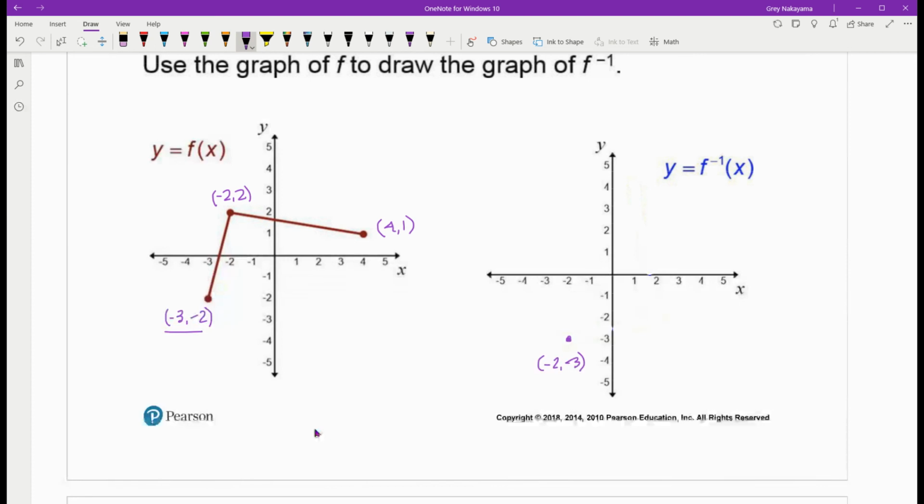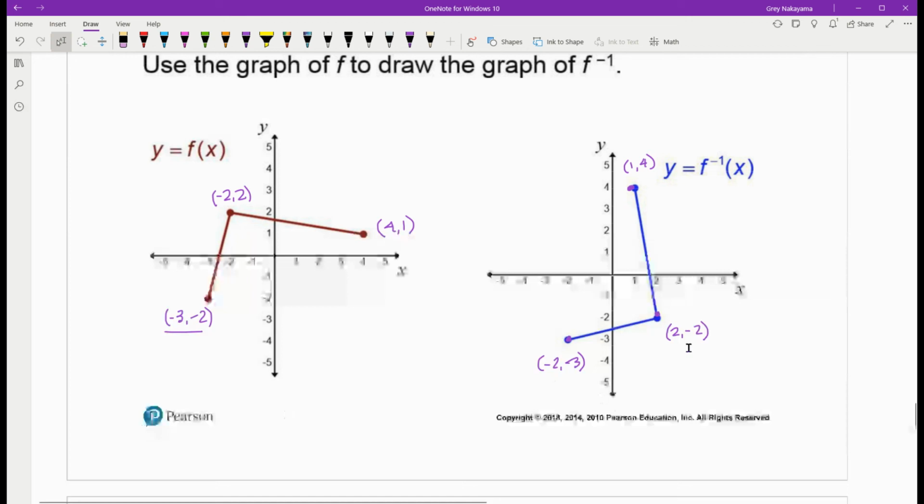I'm going to leave it like that. If I have negative 2, 2, then I'm going to have 2, negative 2. If I have 4, 1, then I'm going to have 1, 4. And when you connect them, similarly, it will look something like that.